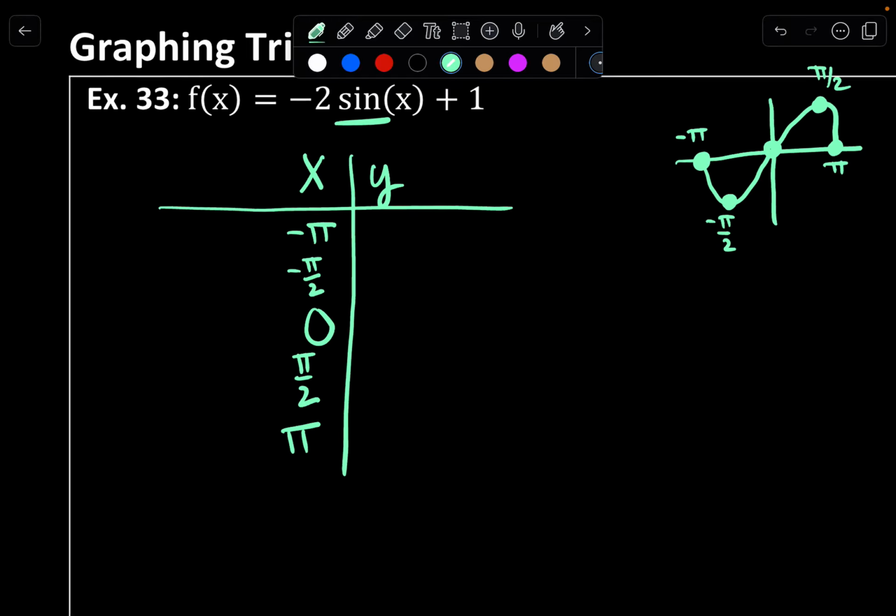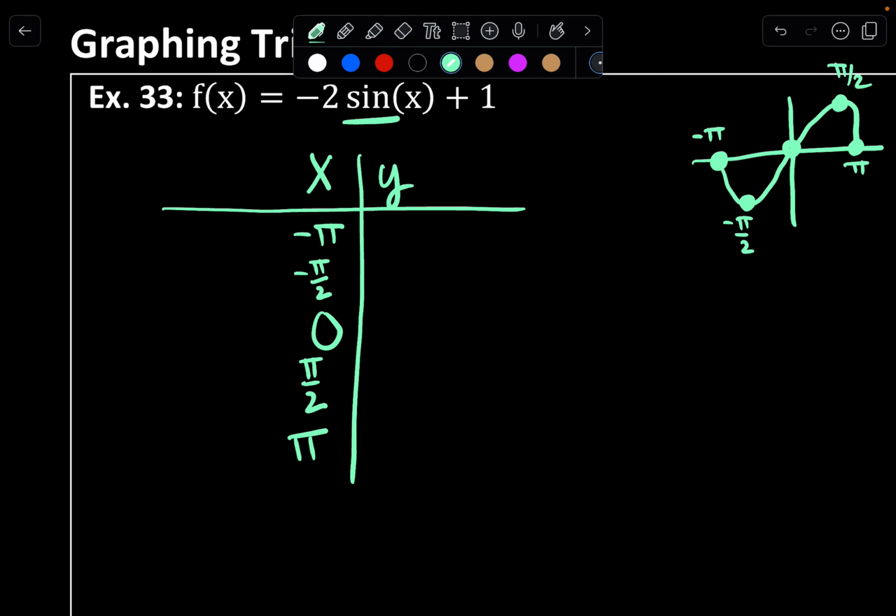Okay, so the inputs, and I draw a sketch so that I can see, okay, what is the function doing? We're going from 0 to -1, 0, +1, 0, okay? So at negative pi, we're at 0. We cross the midline 3 times. At negative pi over 2, we're at -1. Pi over 2, we are at 1.